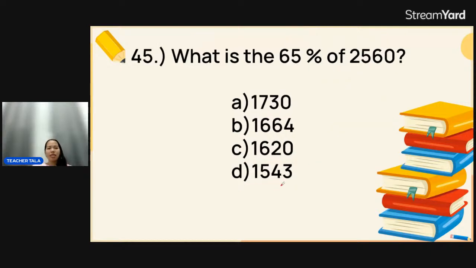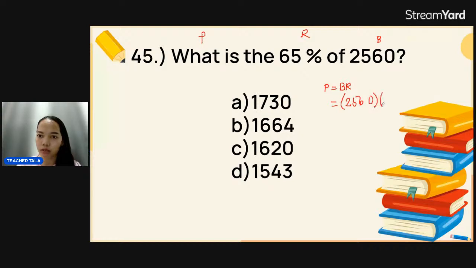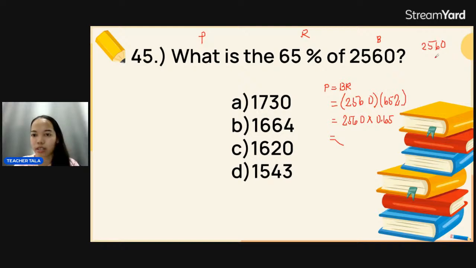Okay, next. What is the 65% of 2560? So just the same. Percentage pa rin yung hahanapin natin. Ito si rate, tapos ito si base. So P is equal to base times rate. So percentage, we have base is 2560 times 65%. So, i-convert natin si percent to decimal times 0.65. Now, we will need a calculator. So, sa CSE, hindi pwedeng mag-use ng calculator. Just the same sa LET.